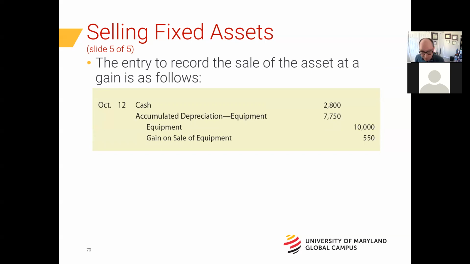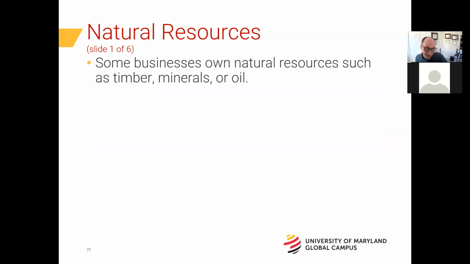But if you sold it for a profit, hey, that's what I like. And there's nothing wrong with selling it above book value. This happens a lot. Debit cash for the amount of cash you received. Debit the accumulated depreciation. Credit the equipment. And credit gain on the sale of equipment. Isn't that nice?